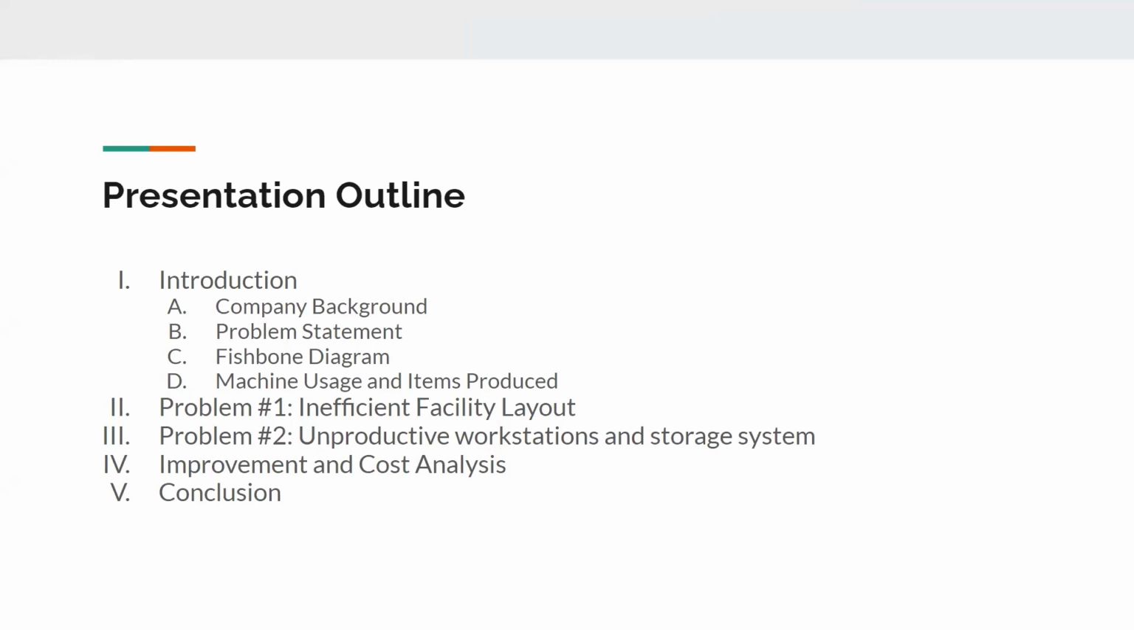Here's an outline for this presentation. First, we're gonna start with an introduction. Then we're going to define two problem statements. The first one is inefficient facility layout, and the second, unproductive workstation and storage system. And then we're going to show improvements and cost analysis, and of course, end with a conclusion.